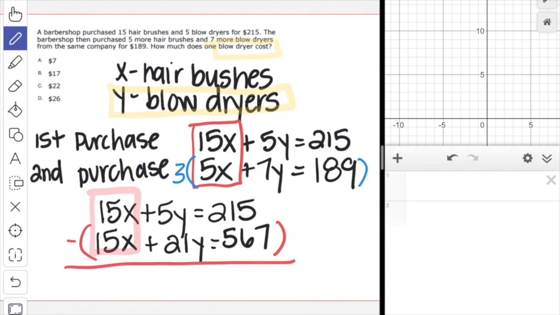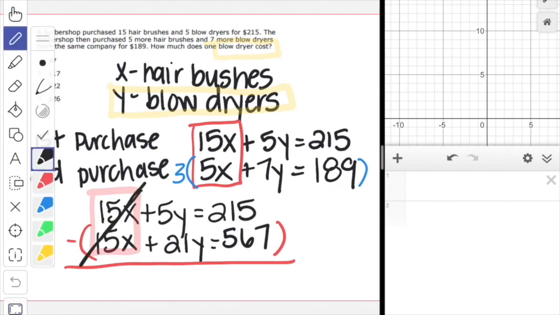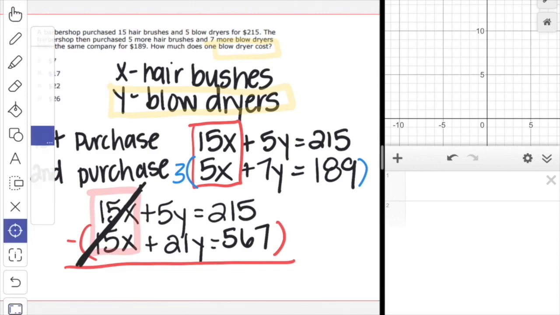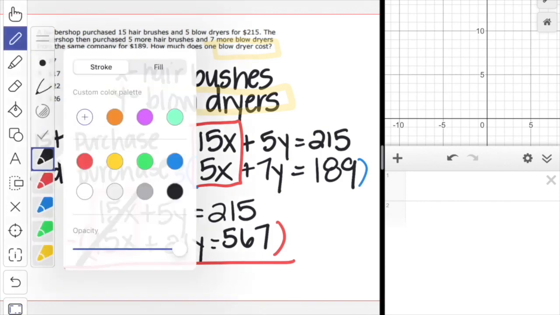All right, so right here we have 15x minus 15x. That's going to cancel because it's eliminated, which is what we wanted. So now we have 5y minus 21y. So that's going to give me negative 16y.